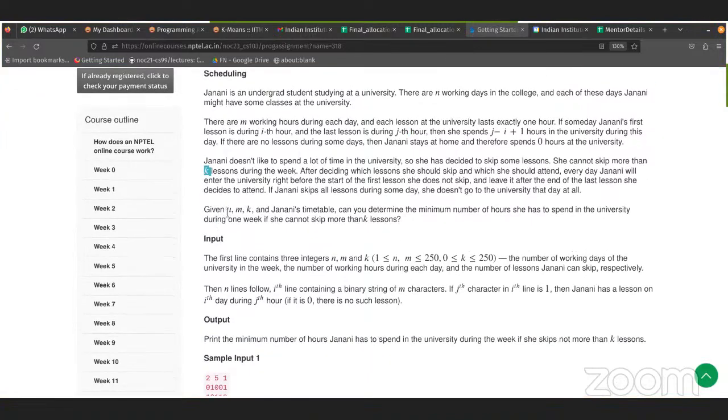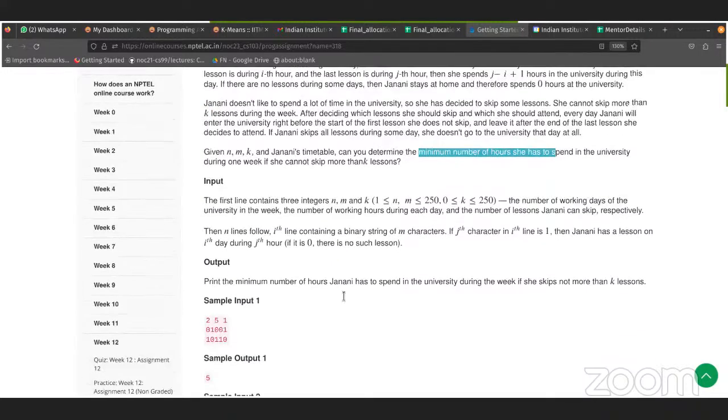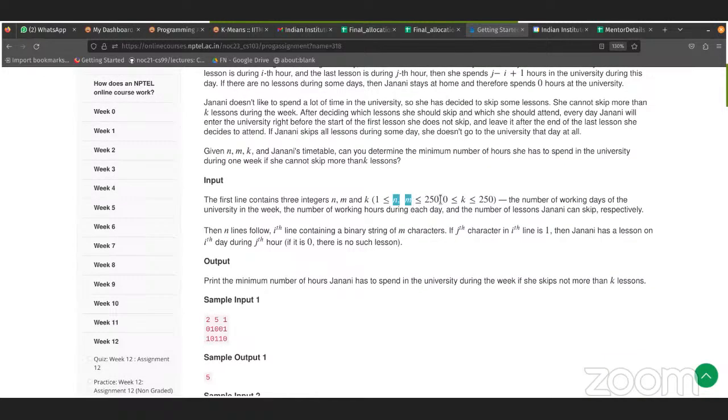What we have to find is the minimum number of hours she can spend in the university so that all the constraints are satisfied. We have some constraints here: n, m, and k, where n and m are less than 250 and k is again less than or equal to 250.